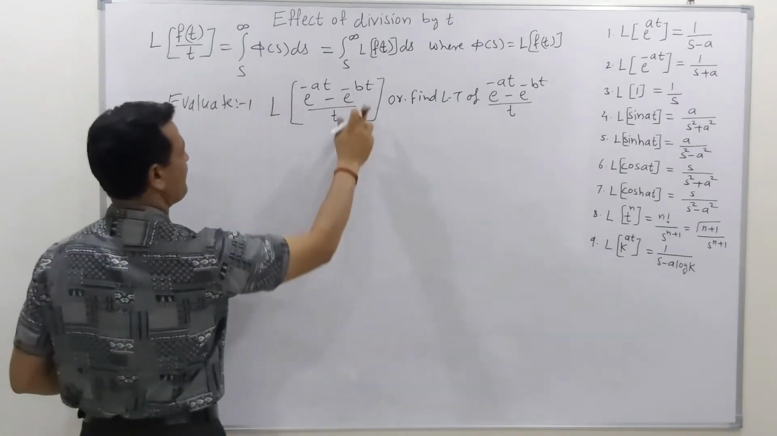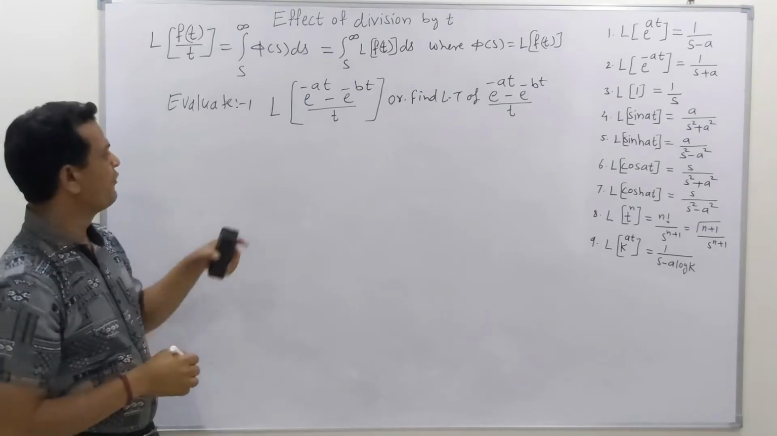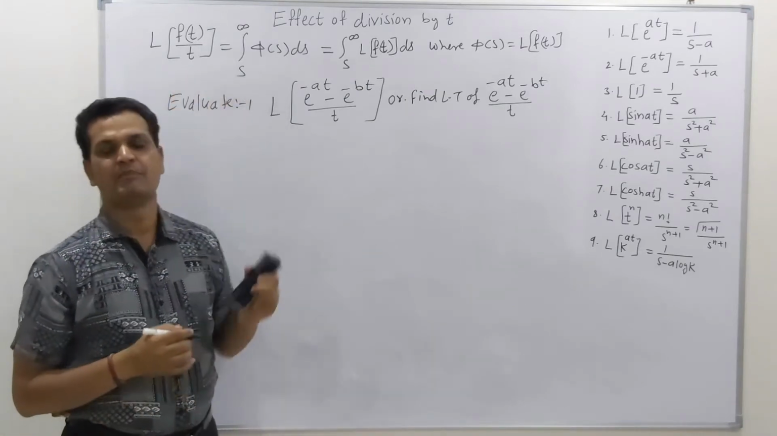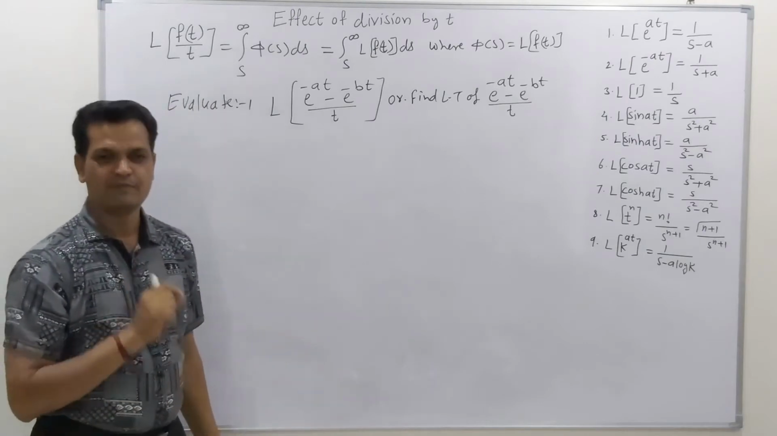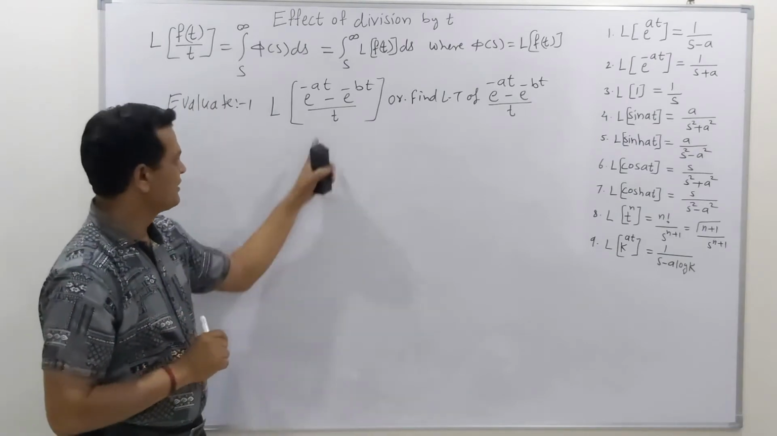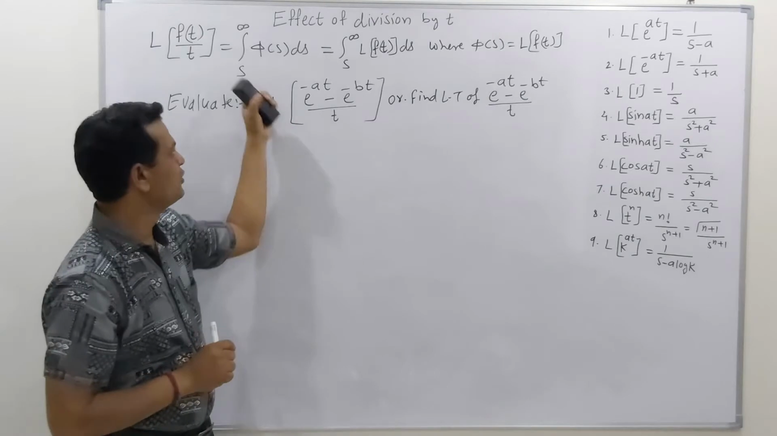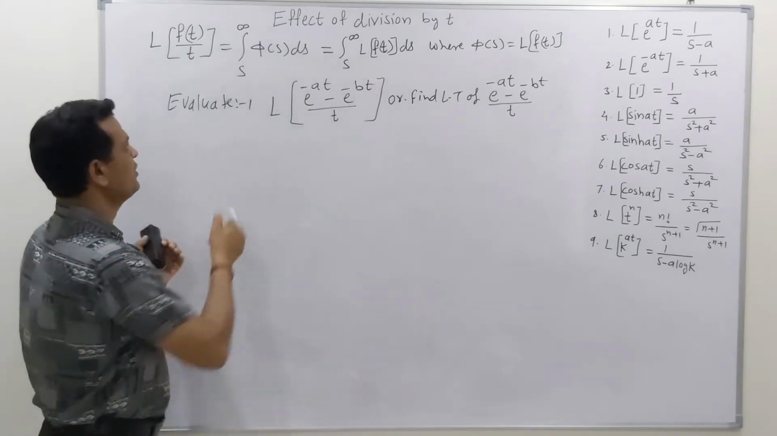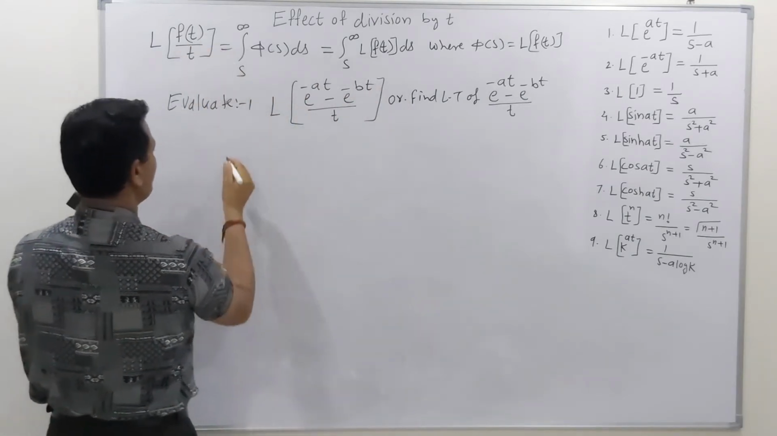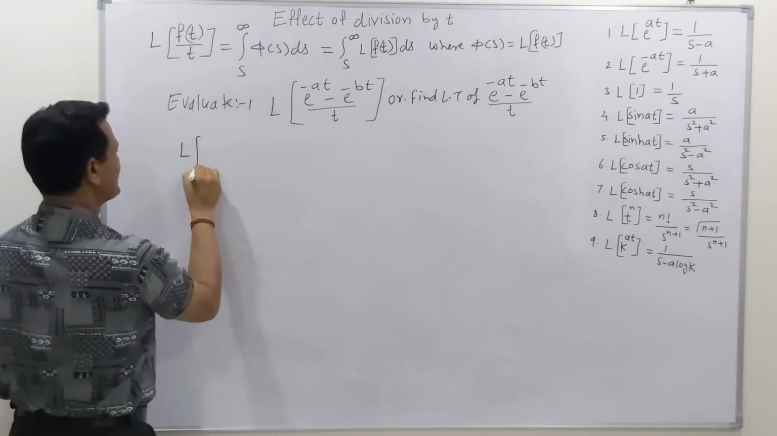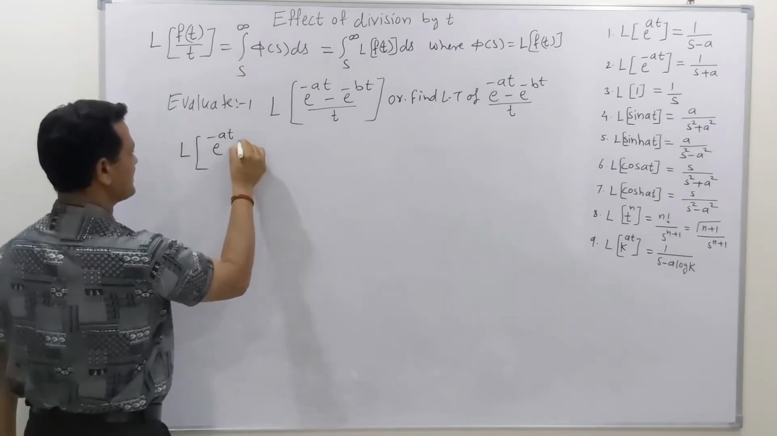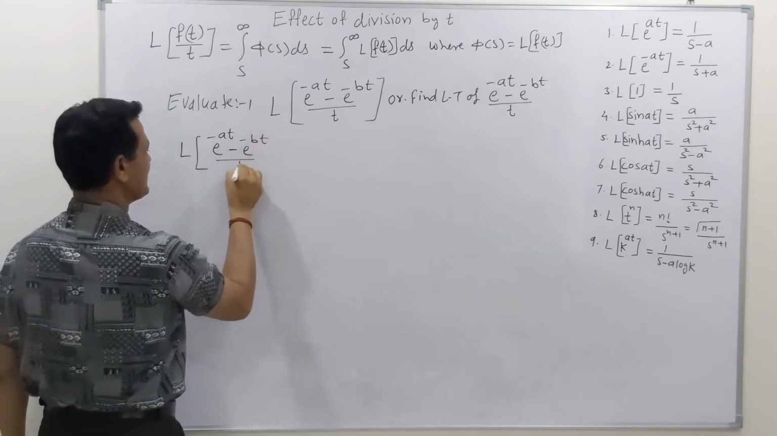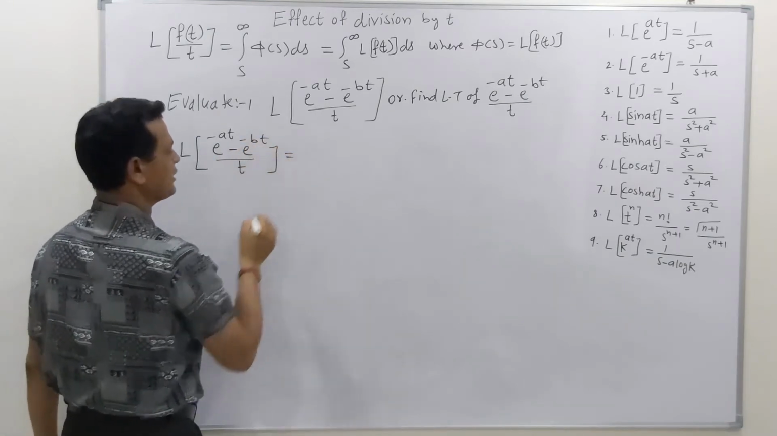Now to find out the Laplace transformation of this term, we are using effect of division by t property, because 1 upon single t term is present in the denominator. Whenever such type of term is present in the denominator, use this property. So now according to this property, we write Laplace transformation of e raised to minus at minus e raised to minus bt upon t is equal to.